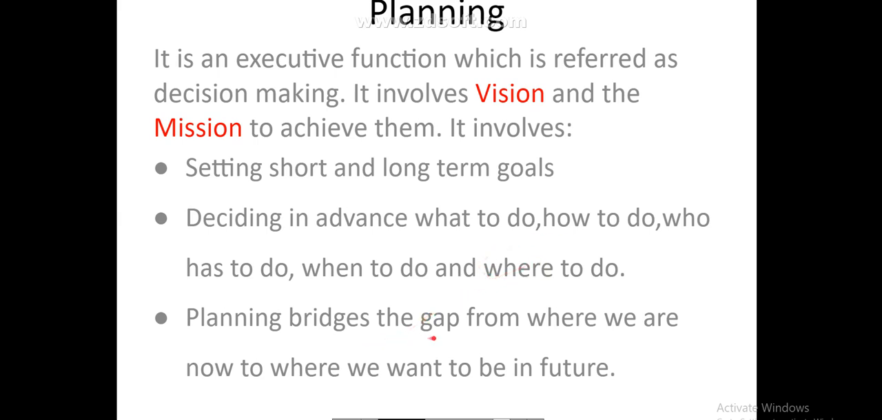So planning bridges the gap between where we are now and where we want to be in the future. If every organization has a plan, definitely they will analyze that in 2020 we are here, and after 4 years, where we want to be in the market. So every organization, every business company needs to have a plan. We don't know what sector it is applying to; almost every sector needs to have a plan. So it's one of the most important characteristics or functions of management.